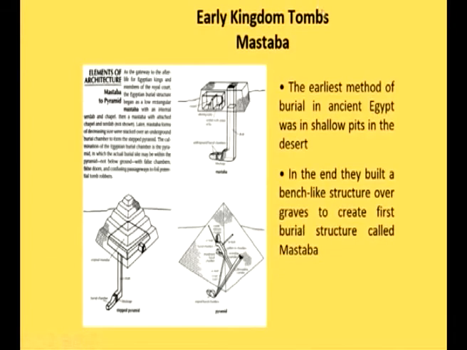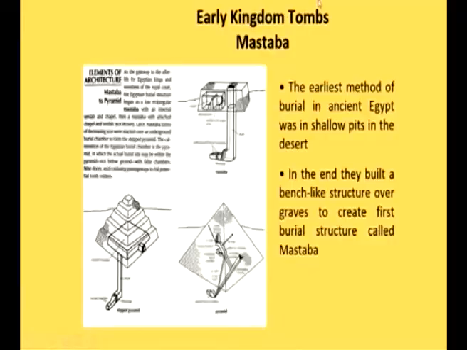Early kingdom tombs, mastaba. Early Egyptian tombs were just shallow pits in which they buried the dead bodies. After some time, due to disturbance by animals which ate the dead bodies, they started to build deeper burial pits. Slowly these burial pits changed into a more convenient system, which is called the mastaba. This is the picture of a mastaba.